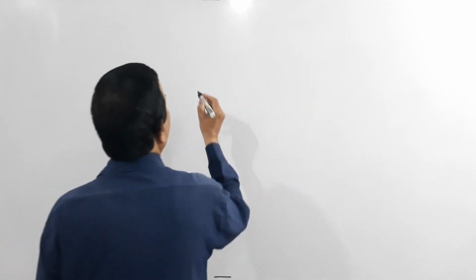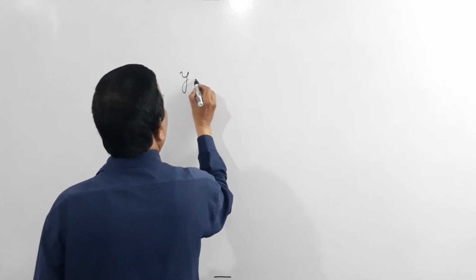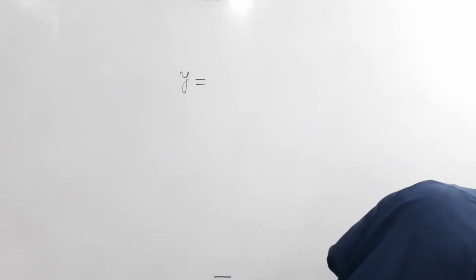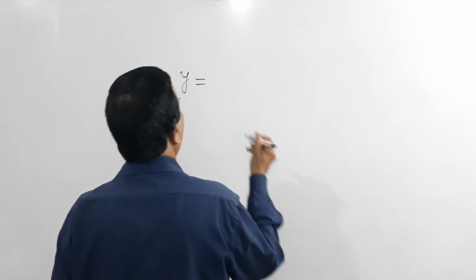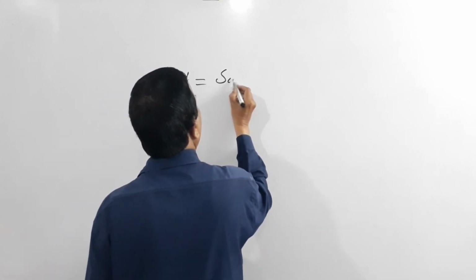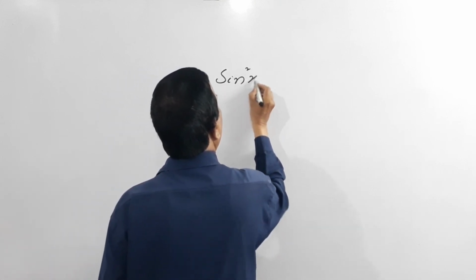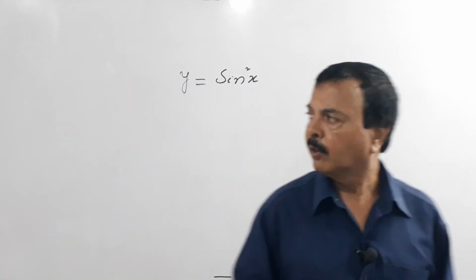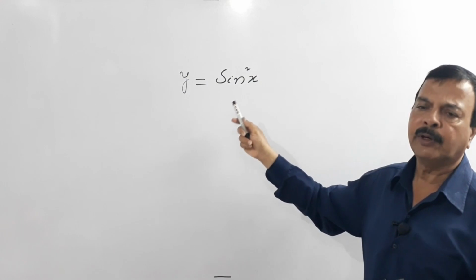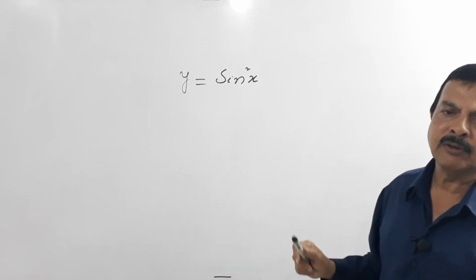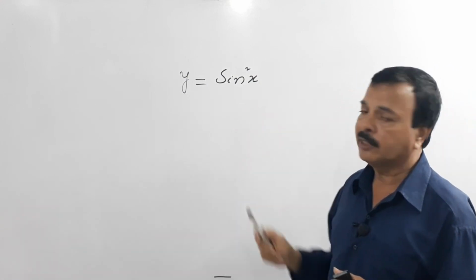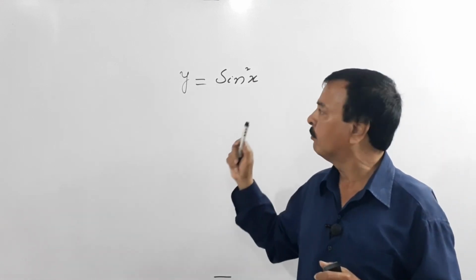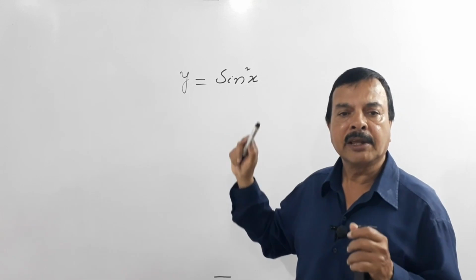Now, example: you have y equals sin square x. We have been given the example y equals sin square x. If I ask you to find the derivative of sin square x, it will be a little bit cumbersome and difficult for you to differentiate. There is an easy method.